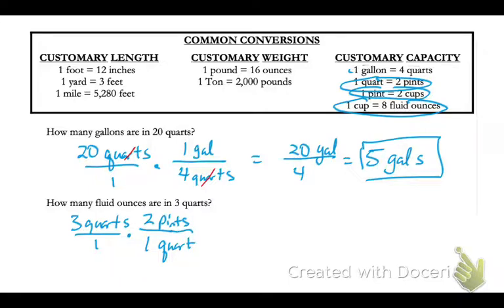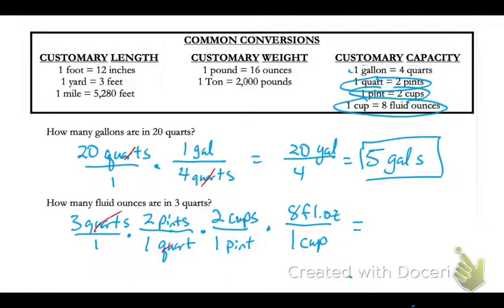Now our next conversion factor needs to take our pints to cups, because that's what we know. So we'll take it times, and we want our cups to show up, so 2 cups in the numerator over 1 pint. And then finally, we can convert our cups to fluid ounces. We're going to take that times 8 fluid ounces in our numerator and put our cups in the denominator. So let's analyze the units.